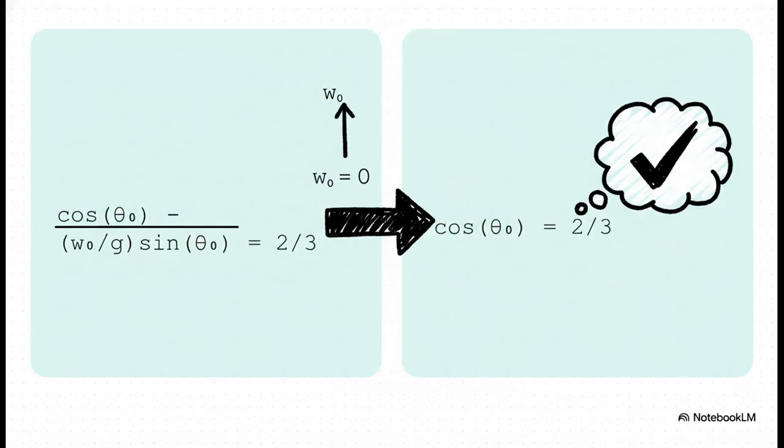If we take our new general solution for the angle and we ask what happens if the sphere is stationary, well, that just means we set the acceleration w0 to 0. When we do that, the entire second term just vanishes. And what are we left with? Cosine theta equals 2/3. It reduces perfectly to our classic answer. It works. Our physics is solid.